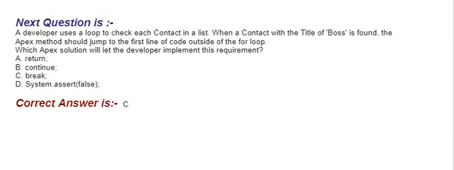Next question is, a developer uses a loop to check each contact in a list. When a contact with the title of boss is found, the Apex method should jump to the first line of code outside of the for loop. Which Apex solution will let the developer implement this requirement? Option A, return. Option B, continue. Option C, break. Option D, System.assert(false). Correct answer is option C.